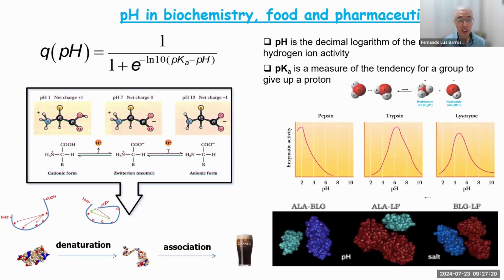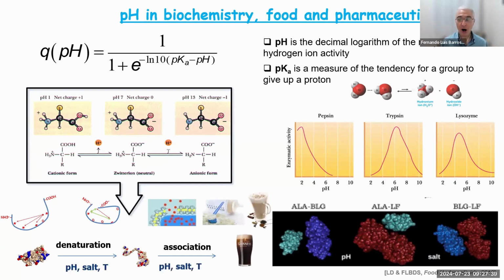This is very much used and explored in the food industry, in beer production, to deliver drugs, for instance, or to prepare soft drinks or energetic drinks, sport drinks, these kinds of things. So this is just a couple of examples.